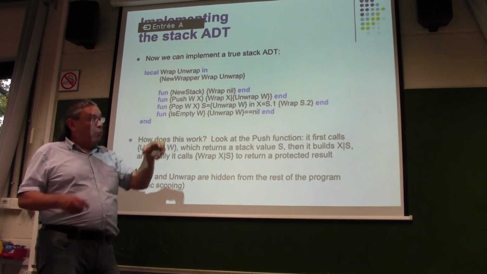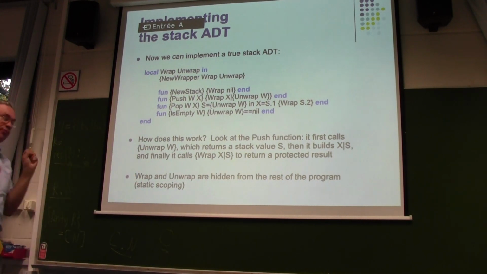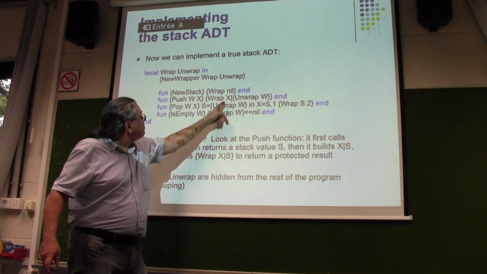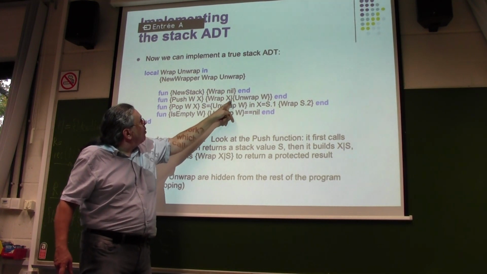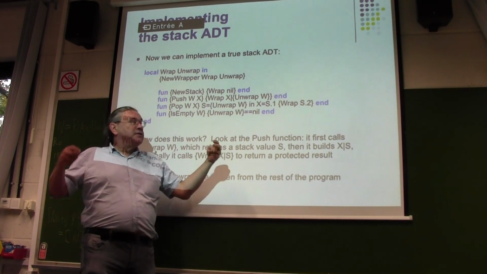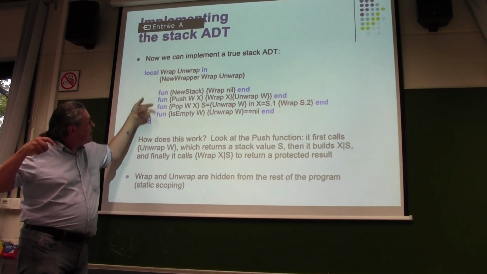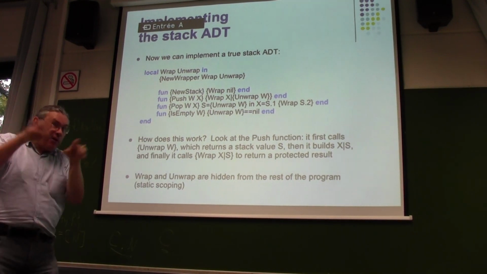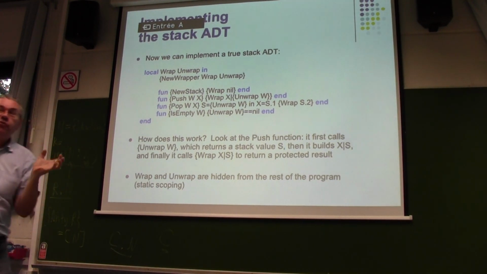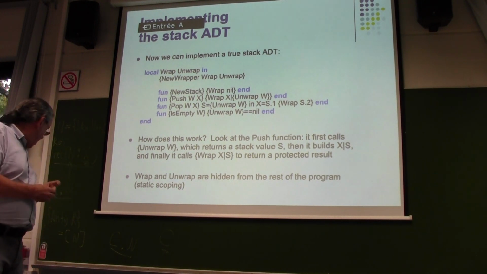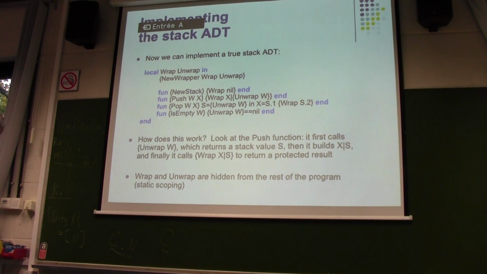So how does it do that? Well, first it has to unwrap it to look at the actual stack value, unwrap W, then it puts X in front, X bar, unwrap, and then it wraps again. So essentially when you come into the operation, you start by unwrapping, then you do the operation, and before you go out, you have to wrap it again. So at the boundary, you have wrap, unwrap, okay?